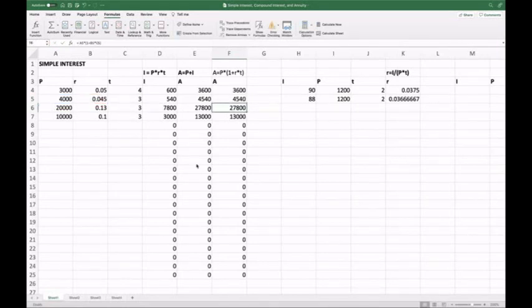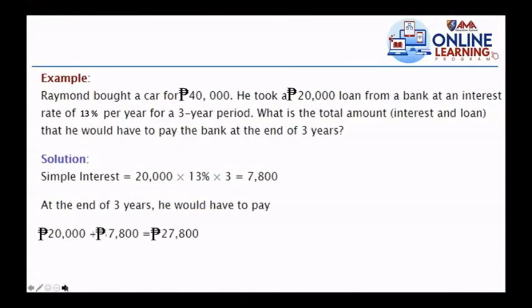Okay, class. So now let's have another example. If you have the Excel file, why don't you try it, class? So here, Raymond bought a car for 40,000, but he took a 20,000 loan from a bank at an interest rate of 13% per year for a 3-year period. What is the total amount, interest and loan? So interest and loan, meaning to say the A, interest I plus P, principal plus I. So you want to compute for the A, the capital A, that he would have to pay the bank at the end of 3 years. So here, class, only the 20,000. So probably the other 20,000 is from his own pocket, right?